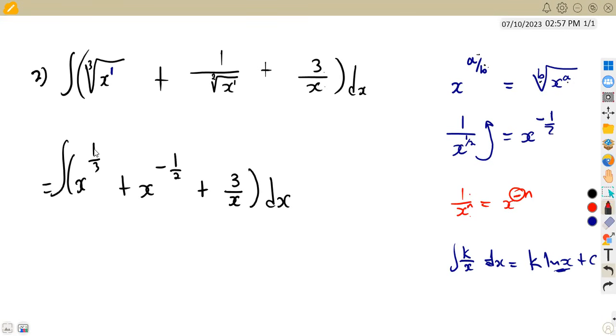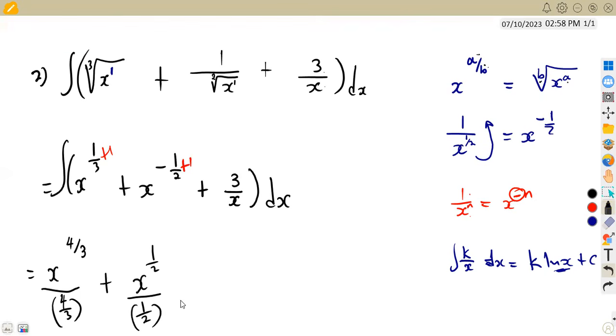All right, so on this part, guys, let us add our exponent. Remember, we add 1 on the exponent, so that is going to be a third plus 1, which is going to give us x to the exponent of 4 over 3. We divide by our exponent, which is 4 over 3 in this case, all right? Plus, we do the same thing here. We add a 1 on our exponent. So if we add a 1 here, this is going to be a positive half. So that's x to the exponent of a half divided by a half in this case.